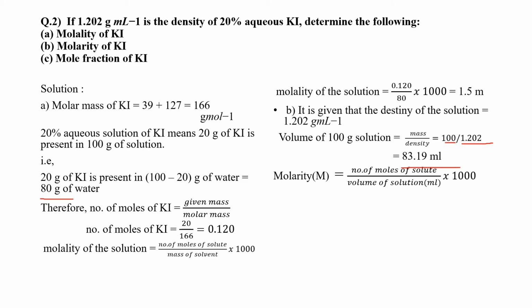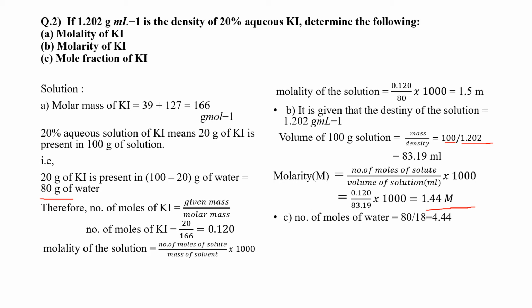Now, on applying the formula of molarity, what is the formula of molarity? Molarity, capital M, equal to the number of moles of solute divided by the volume of solution in ml multiplied by 1000. On putting the values, the number of moles of KI, that is 0.120, divided by the volume of solution, that is 83.19, multiplied by 1000, the value of molarity will be 1.44 molar.